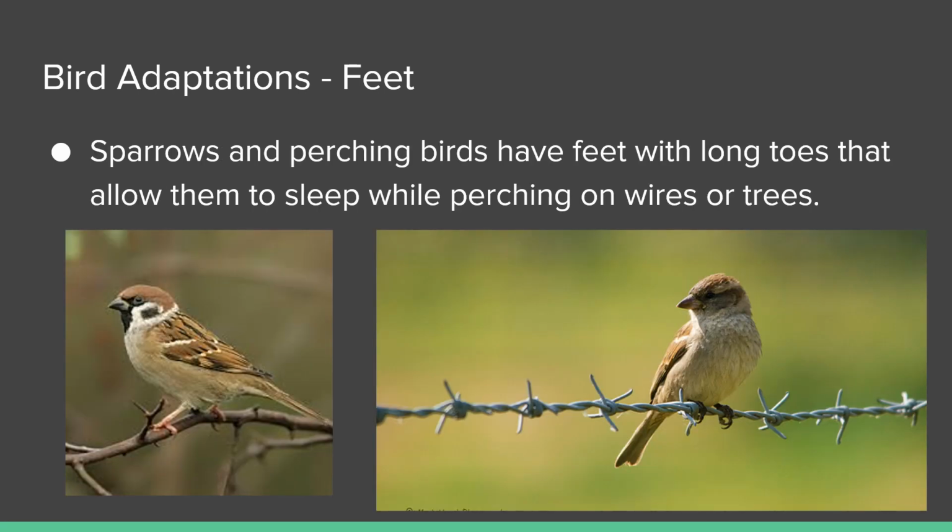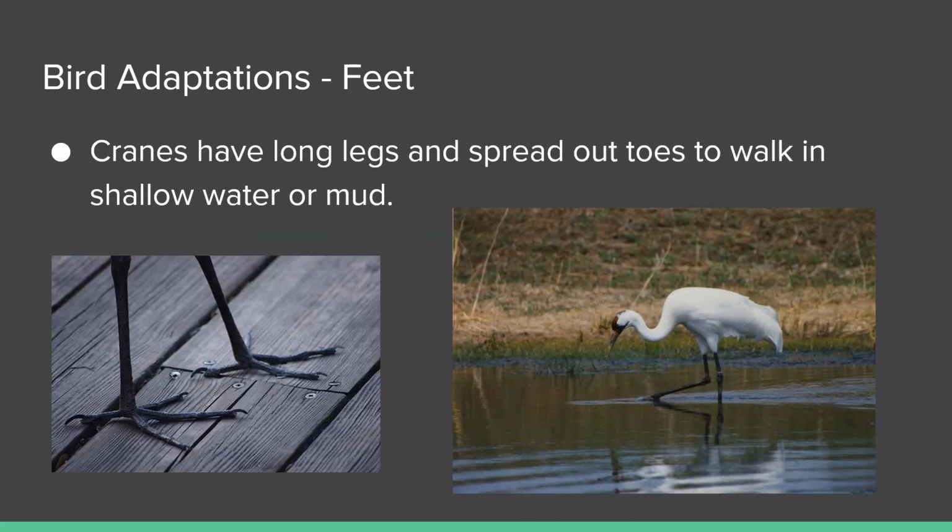Sparrows and perching types of birds. Okay, you can see if you get real close and look at the toes of this bird's foot here, these long toes allow them to perch on top of a branch or a wire so well that they're actually able to even sleep while perching up there. That would be the very special structure for that type of foot. Okay, going on to the next one.